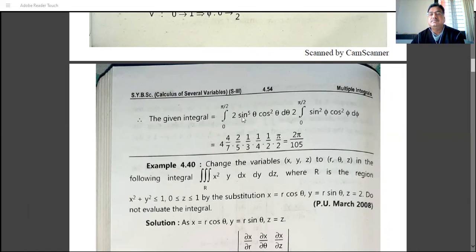By using 1 - cos square theta equals sine square theta, multiply by sine raised to 5 theta, and then use the reduction formulas. Here also use the reduction formula, and we have this answer 2 pi divided by 105. So these are the problems of change of variables. The remaining problems we will see in the next lecture.